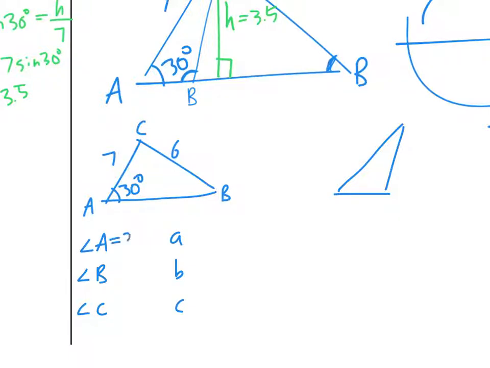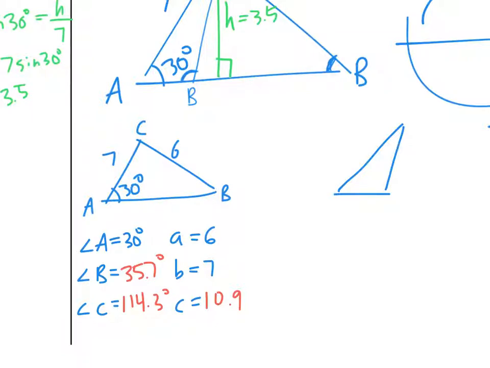Okay, so angle A is 30. We don't know B. Side A is 6, and side B is 7. Go ahead and figure out the missing sides and angles. All right, let me give you the answers. Angle B is 35.7 degrees, angle C is 114.3, and side C is 10.9. Now let's talk about the other triangle.